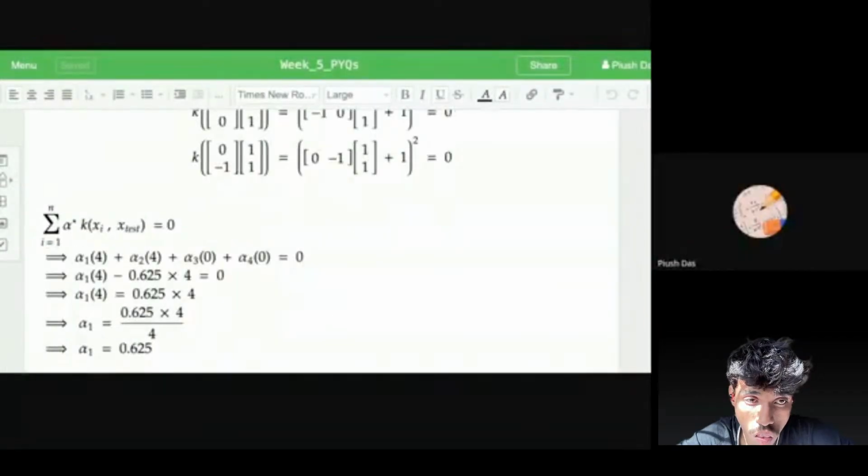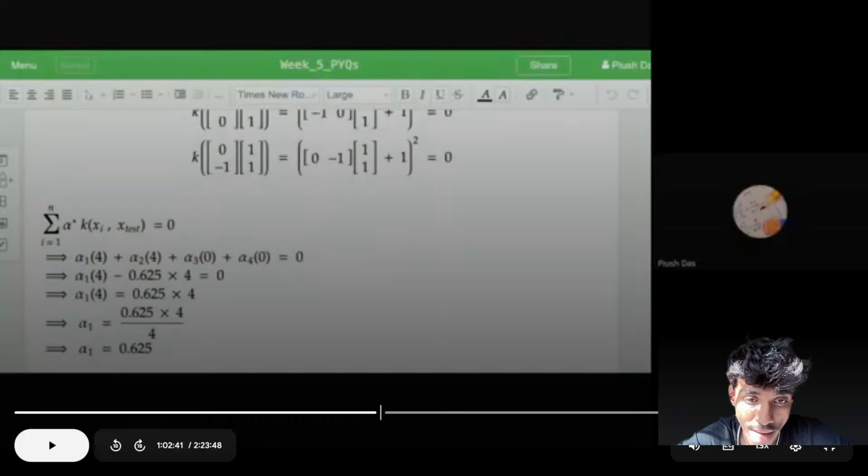Wait, okay. Let me change the position so that the network is better.